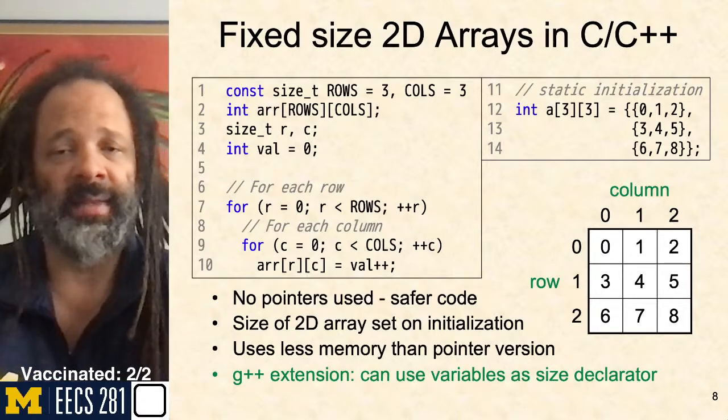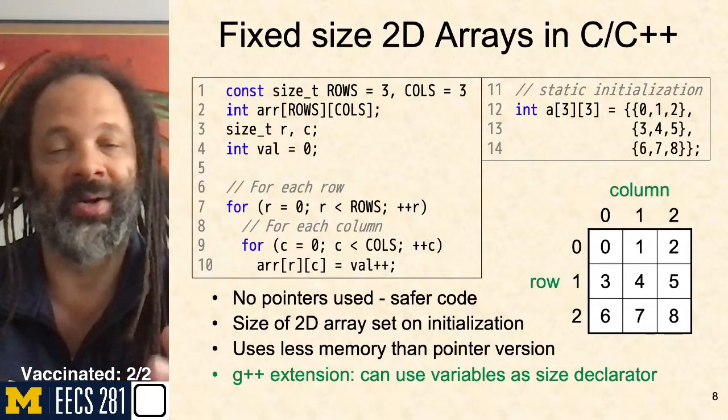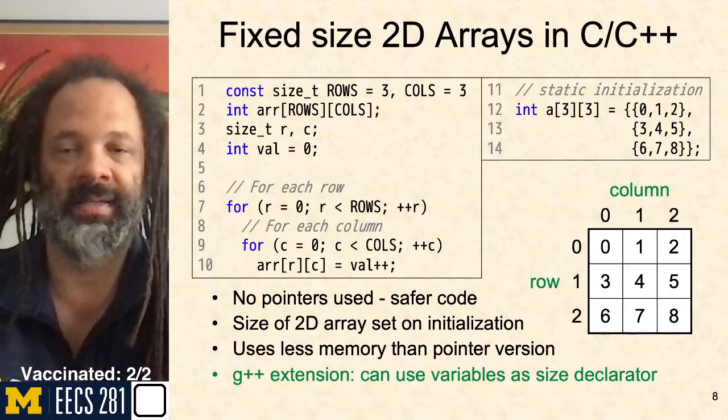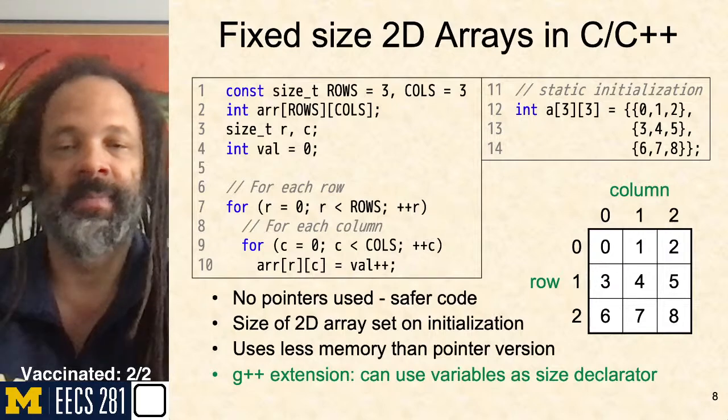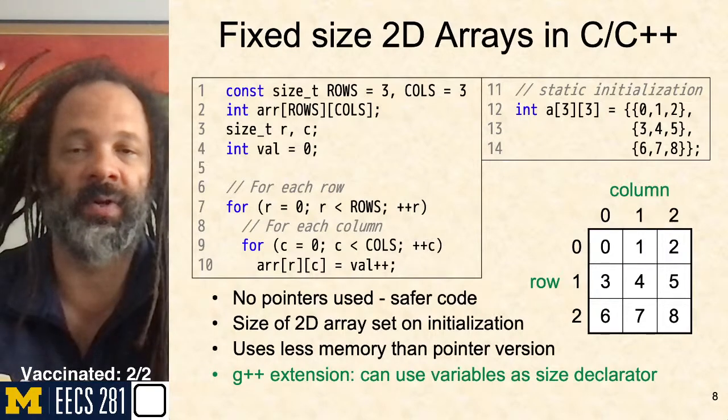It's important to note that these 2D arrays are set at compile time. The size of them are set at compile time. I can't change this stuff. This is why we love vectors. Vectors give me this dynamic work that makes things nice. This uses less memory than the pointer version. We haven't looked at the pointer version yet.